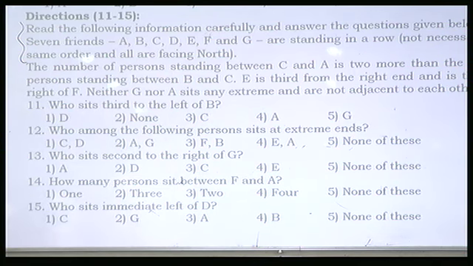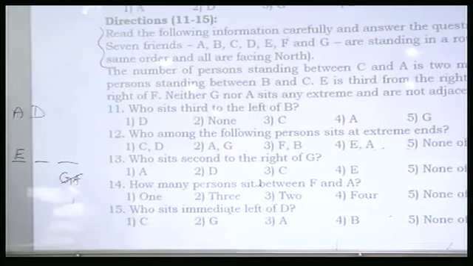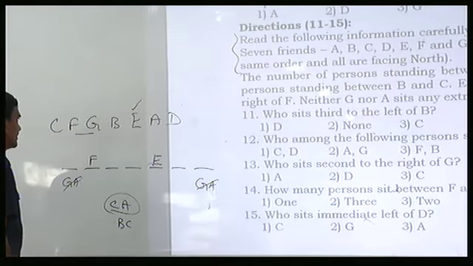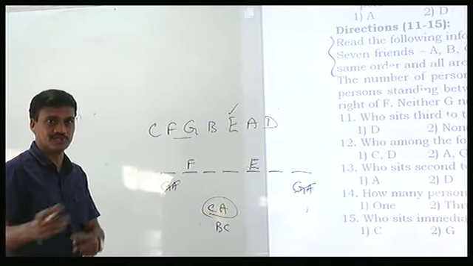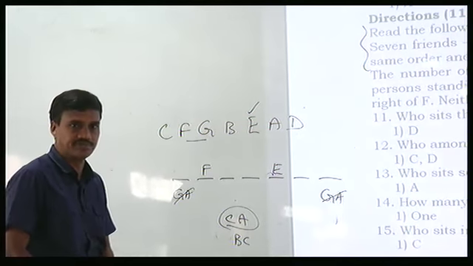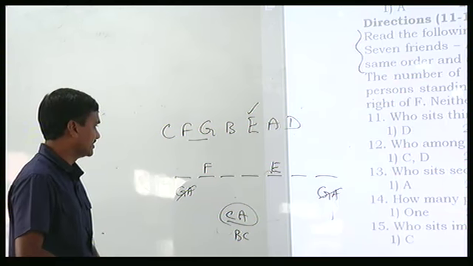Isn't it? Then what else is left over here? This one: number of persons seated between C and A, and between B and C. Then who must be in between these? C and A must be more than this one. More than what? More than B and C. Isn't it? More than B and C.